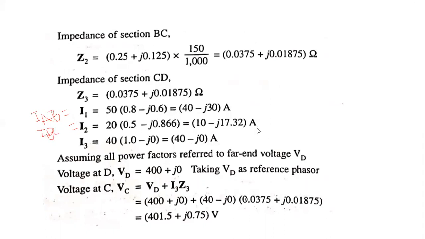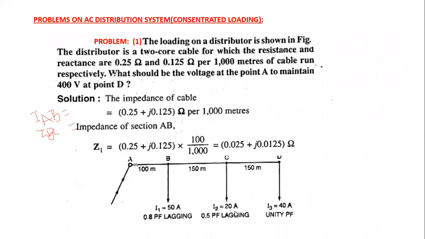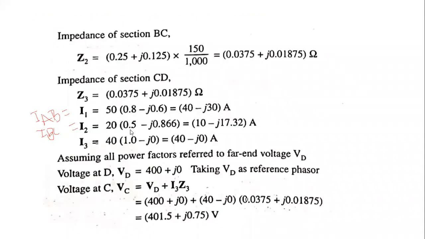Therefore, I2 current is equal to 20 amperes and cos φ2 equal to 0.5. Sin φ2 value is the cos inverse of 0.5 and then the sin of that value, that is 0.866. Therefore, IBC is equal to 10 minus j17.32 amperes.